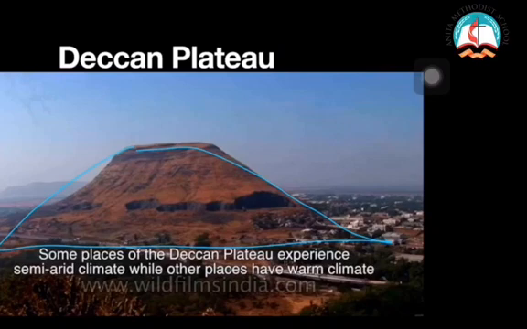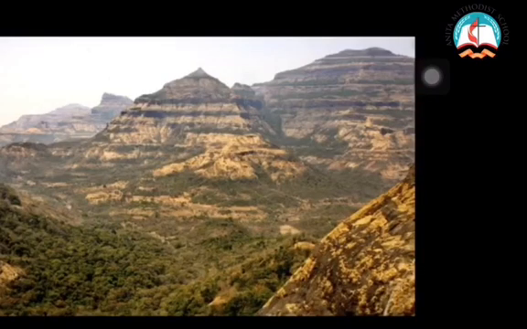The second arm is marked by the Satpura Range, Mahadev Hills, Maikal Range and the Rajmahal Hills. The third arm is marked by the Western Ghats. The area of this plateau is about 7 lakh square kilometer and the height ranges from 500 to 1000 meters above sea level. The Western Ghats form the western edge of the Peninsular Plateau.